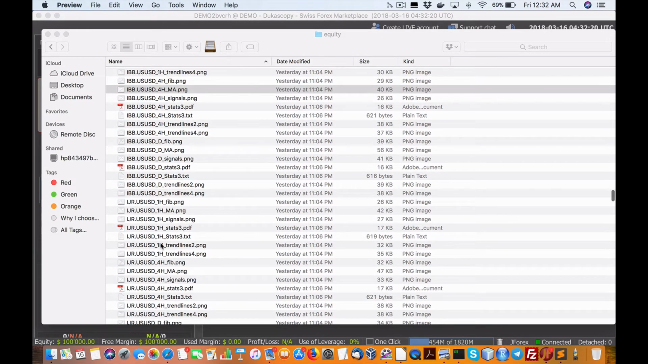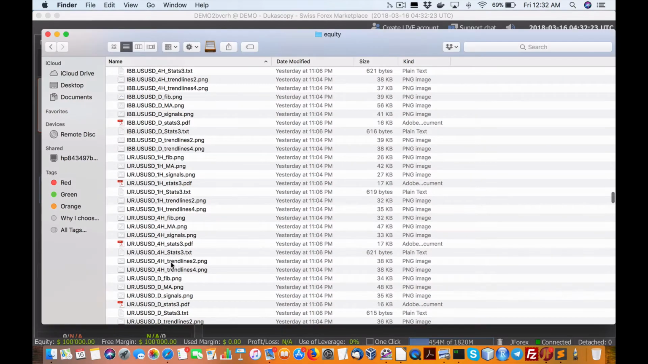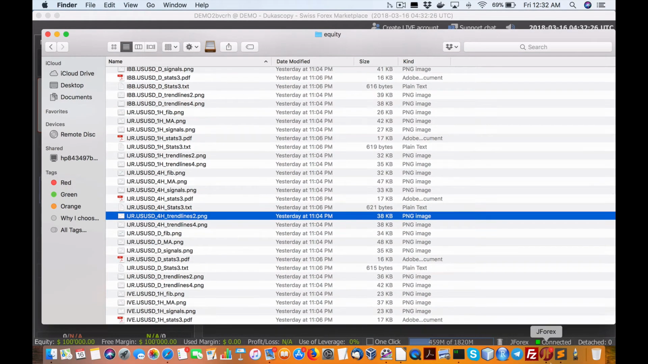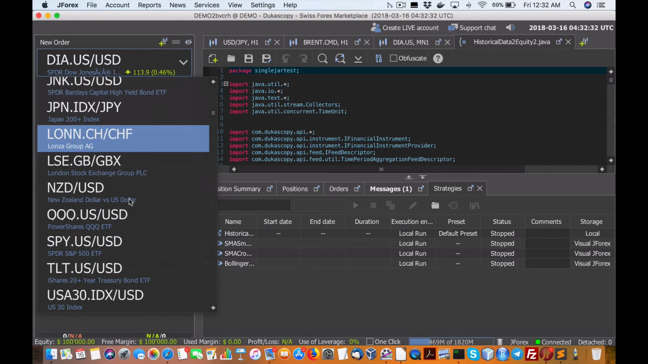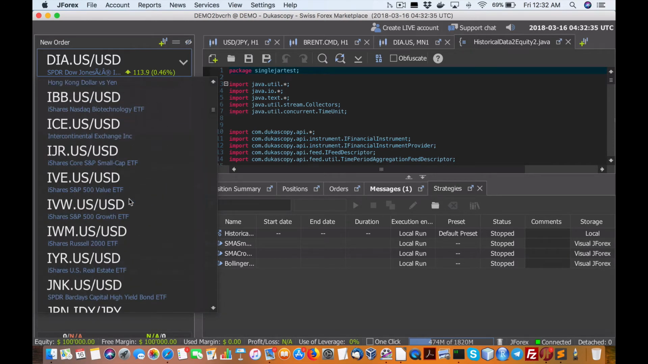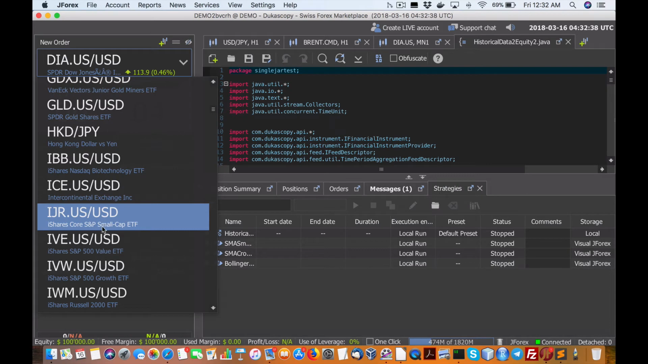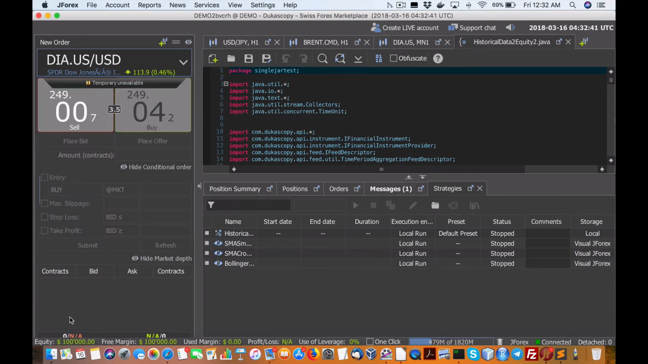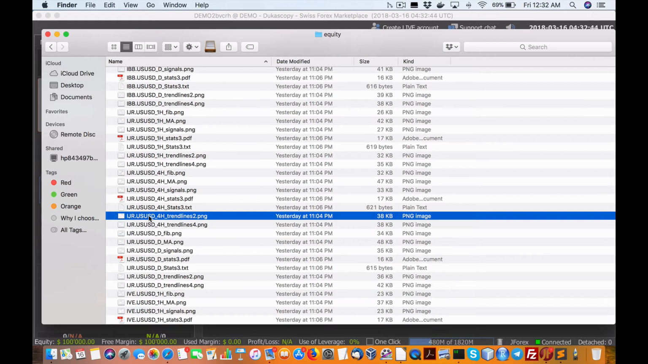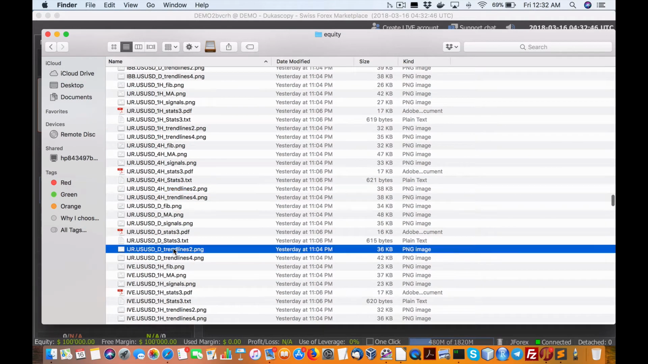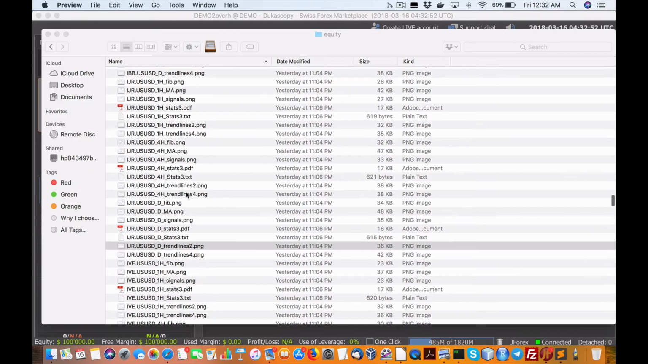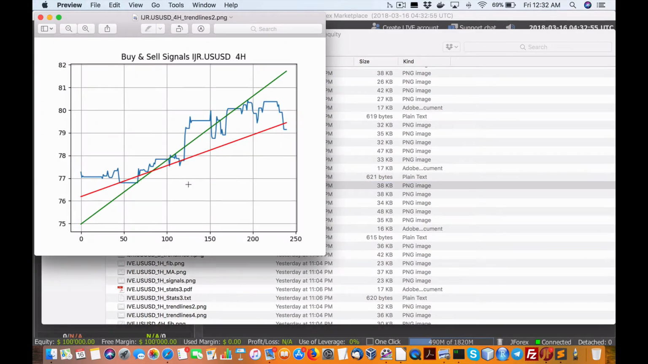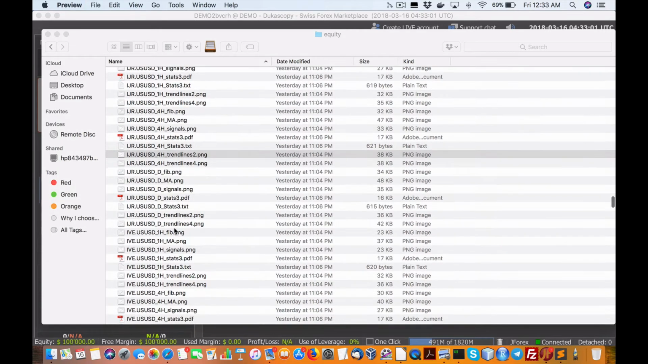Okay, so we have IJR. So which one's that? IJR. So that's going to be core small cap S&P ETF. Again, you can tell it's iShares. 4-hour trend daily. Not as strong. Let's see the 4-hour. It's not. The moves are not. Only $2. Not much to get excited about there.